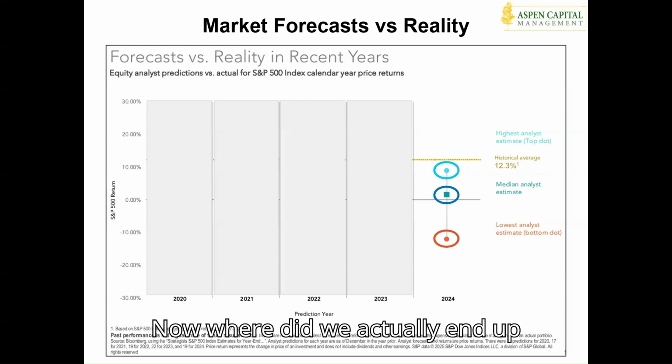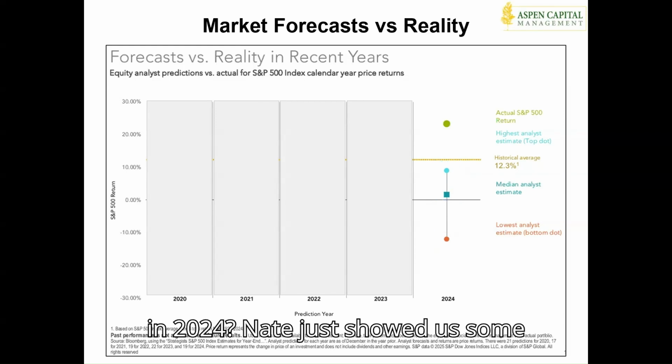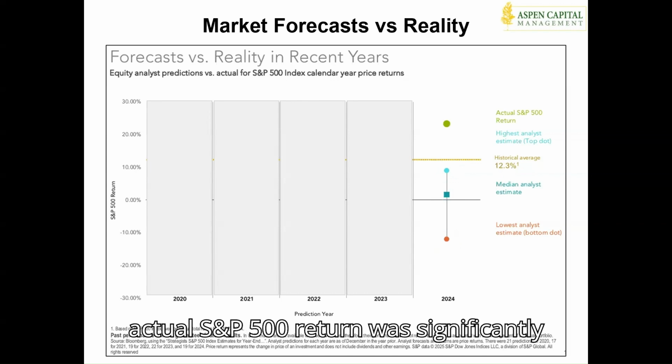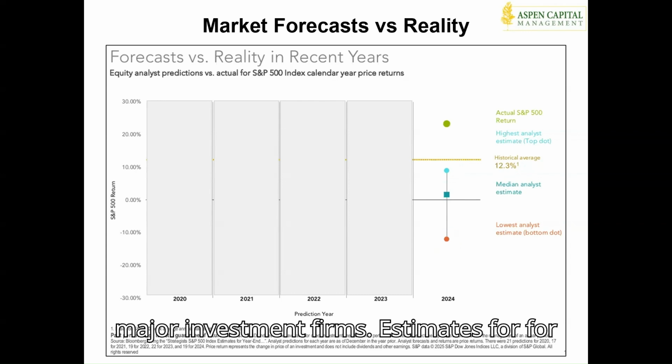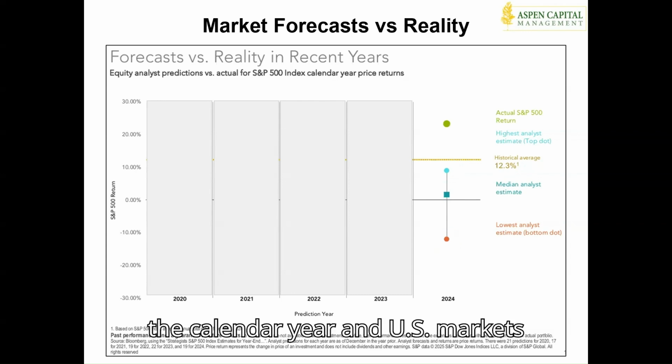Now, where did we actually end up in 2024? Nate just showed us some of the data. We know that the actual S&P 500 return was significantly higher than that of any of the major investment firms' estimates for the calendar year, and US markets finished up over 20% in 2024.